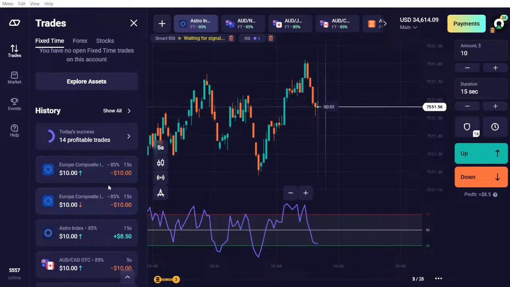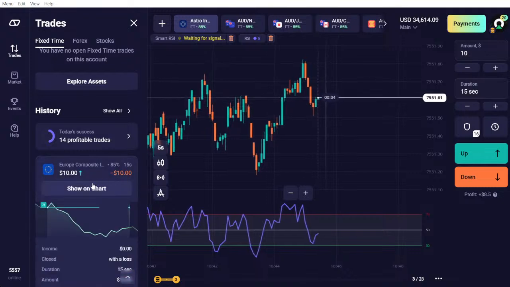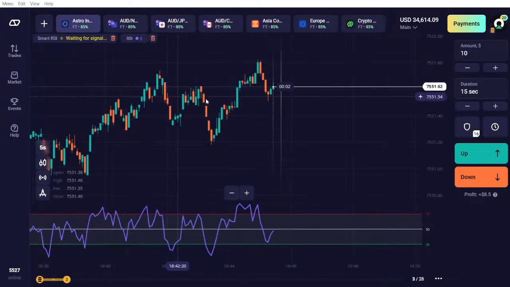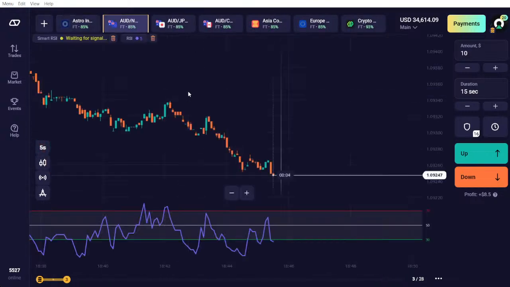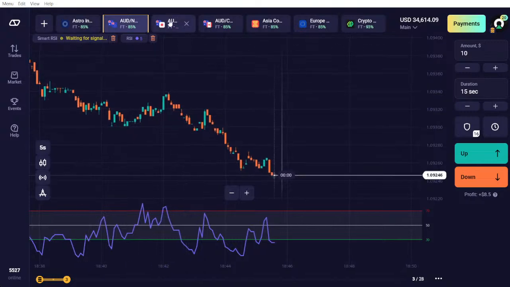Okay, so the last two trades which we have taken went negative. Nothing to worry about. We will keep on knocking on different assets. We will keep on shuffling our assets, and we will try to make some profits.